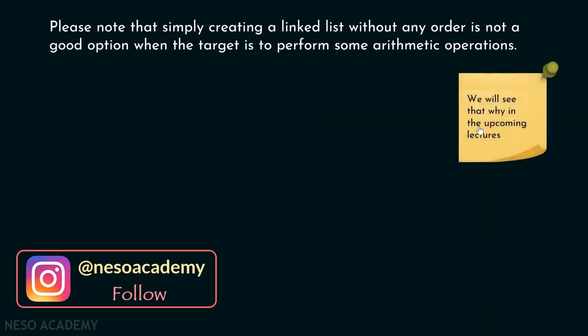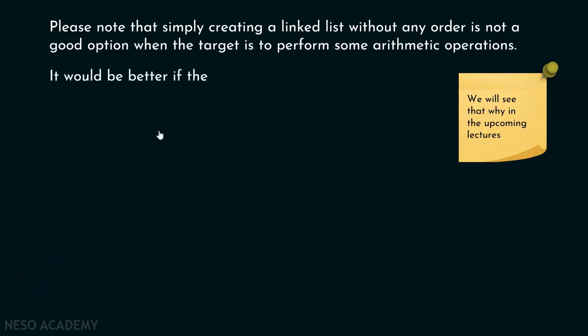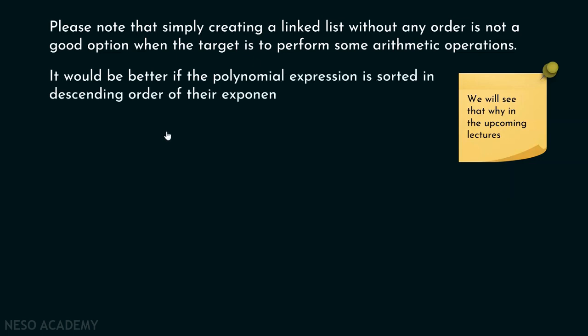We'll see in the upcoming lectures why it is so important to sort the linked list before performing arithmetic operations on them, like addition, subtraction, multiplication, and so on. It would be better if the polynomial expression is sorted in descending order of their exponents. So let us suppose we are given this polynomial: 5x plus 3x square plus 2x cube plus 1.